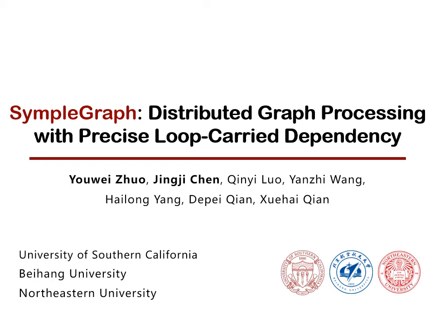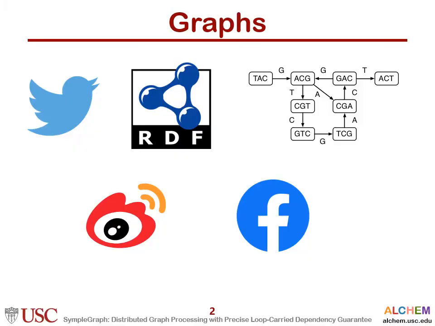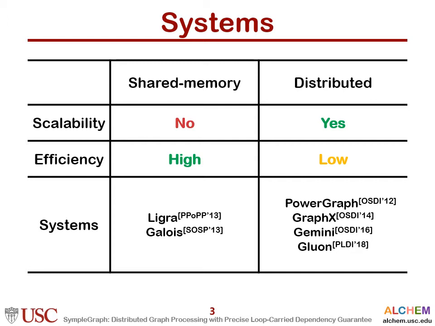Today I'm going to present our work SympleGraph. Graph is a very important algorithm in social networks, bioinformatics, and many other real-world applications. There are two types of graph processing systems. One is shared memory systems that have no scalability but very high efficiency. While distributed systems have high scalability, they have low efficiency.